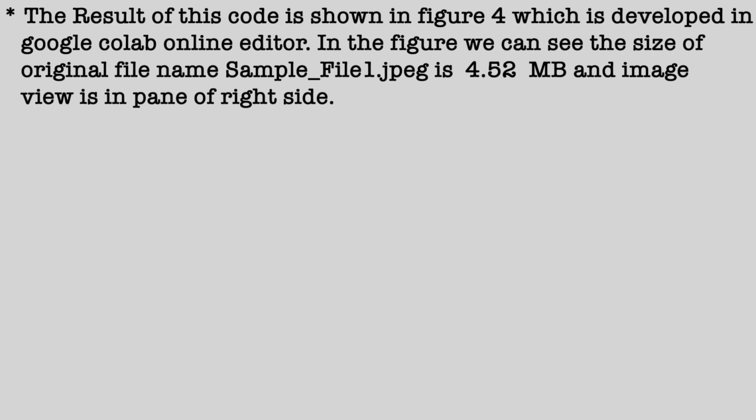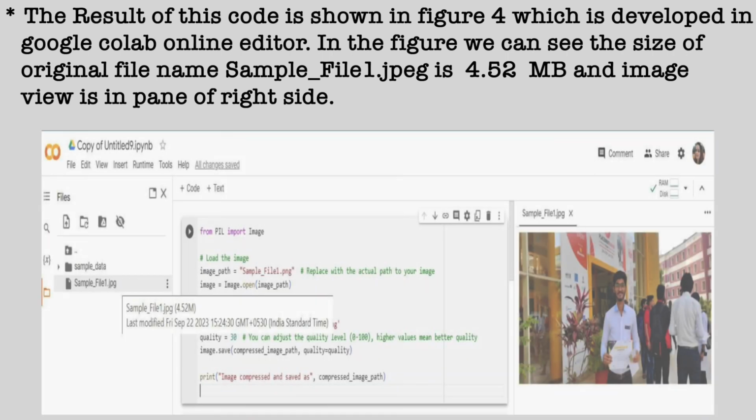The term quality setting refers to a user-defined parameter that determines the level of compression applied to the image. The setting allows you to balance between image quality and the file size when saving or encoding an image in the JPEG format. The result of this code is shown in figure 4, which is developed in the Google Colab online editor.